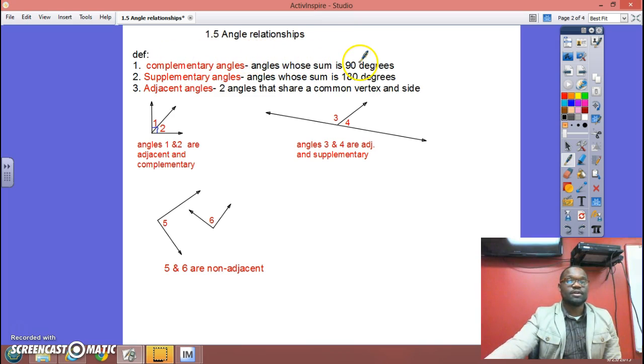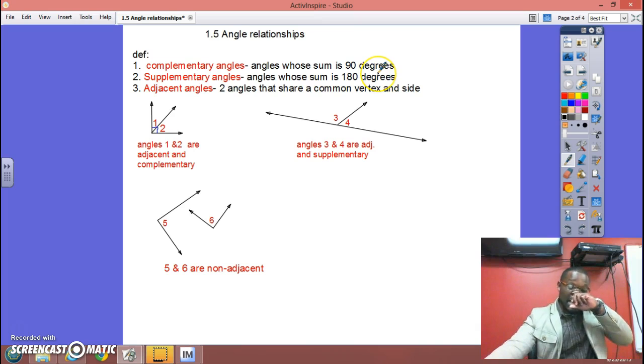Complementary are angles whose sum is 90 degrees. That means angles that when you add them together, that's the word sum, equal 90 degrees. Supplementary, angles whose sum is 180 degrees. So again, angles that when you add them together equal 180 degrees. Keep in mind what 180 degrees looks like. We talked about a straight angle being 180 degrees. So if two angles add up together to make that straight line, it's 180 degrees.